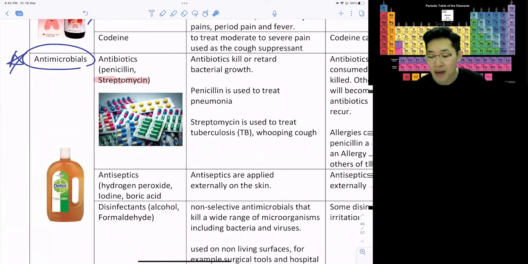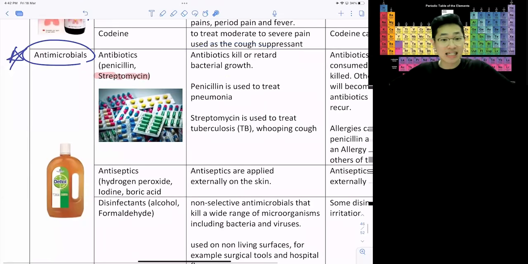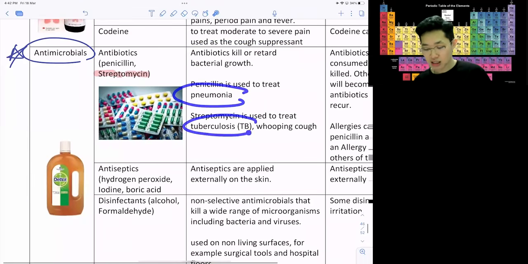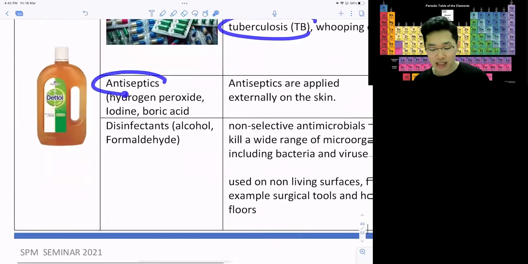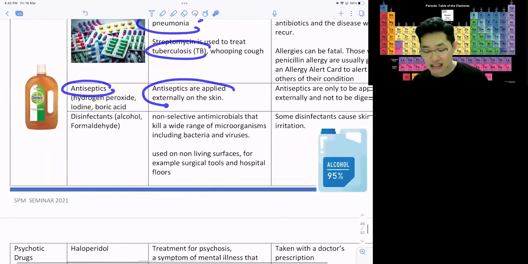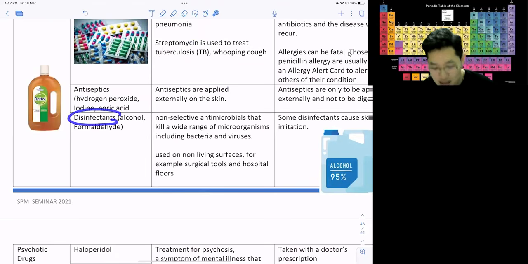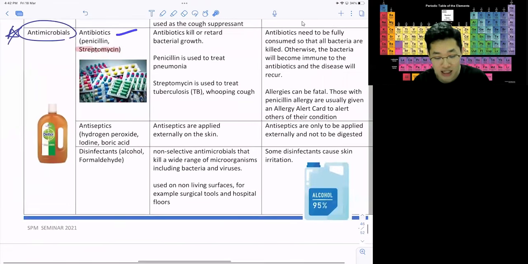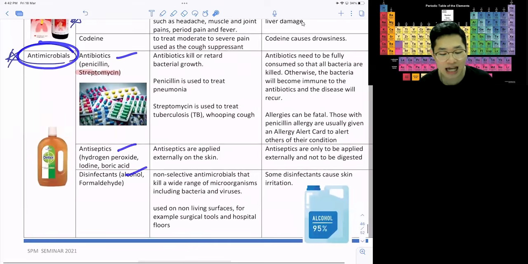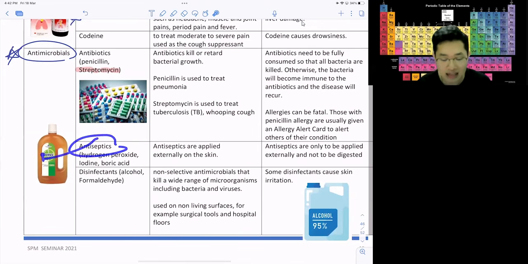It is to kill bacteria. Antibiotic is to kill bacteria or treat lung disease, pneumonia, TB. Antiseptic is used externally on the skin, for example before injection. And then disinfectant is used to clean the floor, to mop the floor. So two different things. Normally, they only ask the type, like antimicrobials. Of course, you have to know that when they give you antiseptic, it is under antimicrobials.